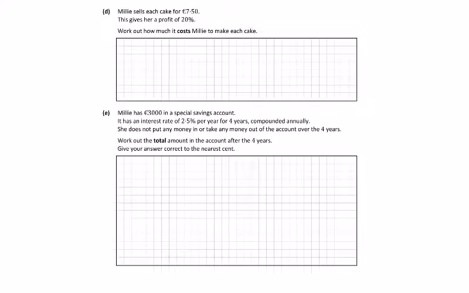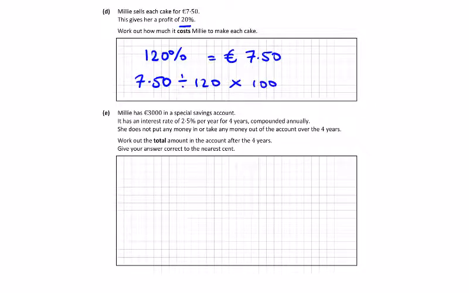So Millie sells each cake for $7.50, and this gives her a profit of 20%. So 120%, that's the way to visualize these questions, will be €7.50. So if we want to get what she makes it for, we just divide by 120 and multiply by 100. So €7.50 divided by 120 to give 1% times 100 gives us 100%. And that's just calculator use, €6.25.